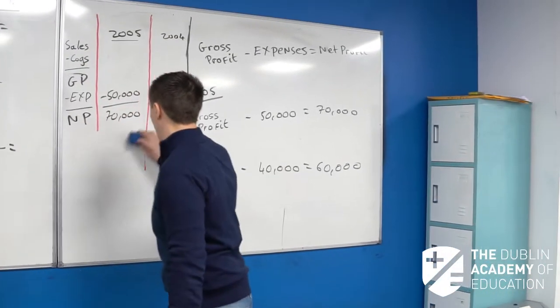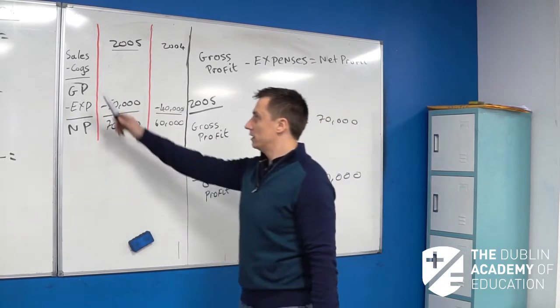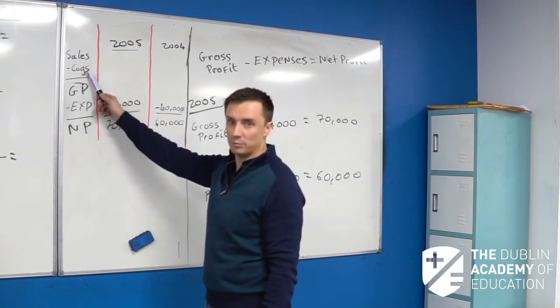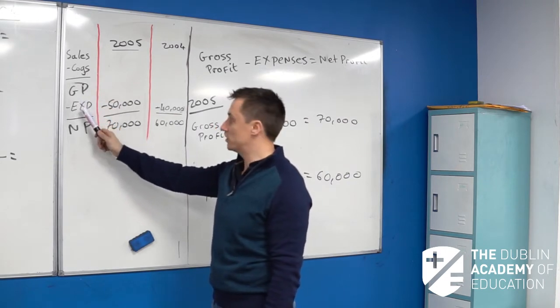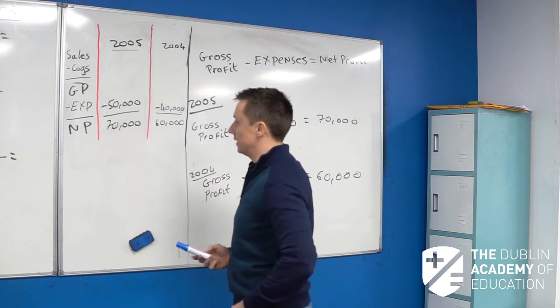So this is something I prepared earlier when we were looking at it. This is what we have, right? Remember I was saying, sales minus our stock in the previous video gives your gross profit, minus your expenses gives your net profit. Now, let's key in the information that they did give us.